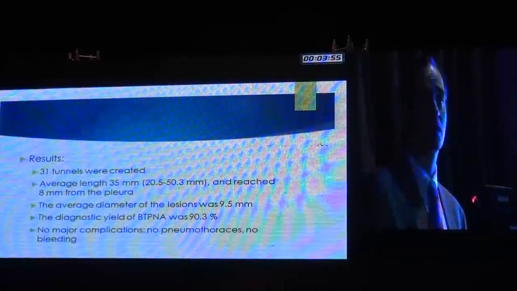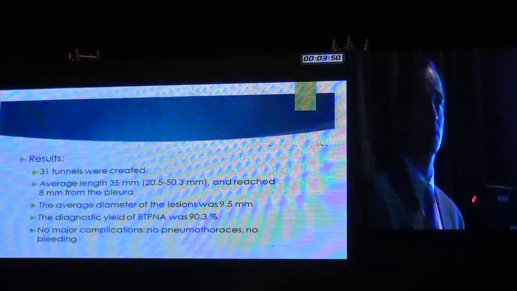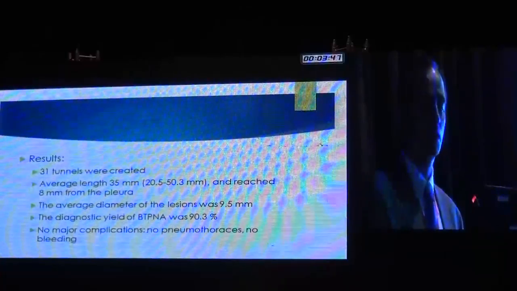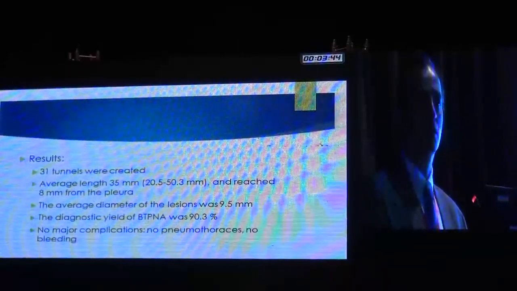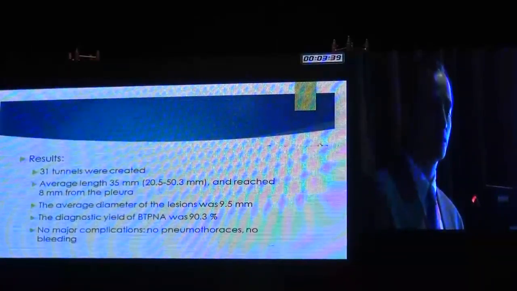They found no major complications. They had fluoroscopy, so they could check for pneumothoraces at the same time. No pneumothoraces were produced. No major bleeding. They recorded that the maximum amount of bleeding was 2 milliliters of blood after the procedure. And this is the X-ray overlaid with the 31 lesions that they produced by the filler, and the green ones are the ones that they could diagnose with this technique, and the red ones are the ones that they did not reach.